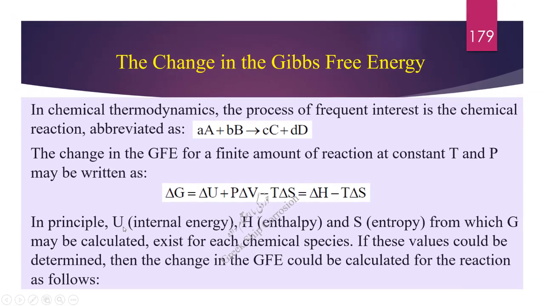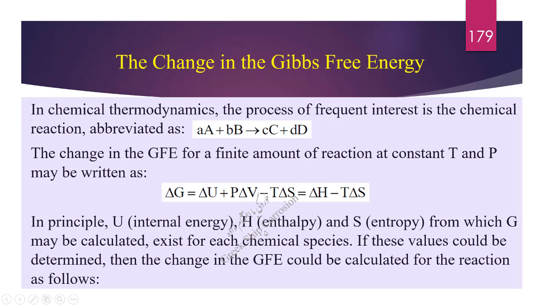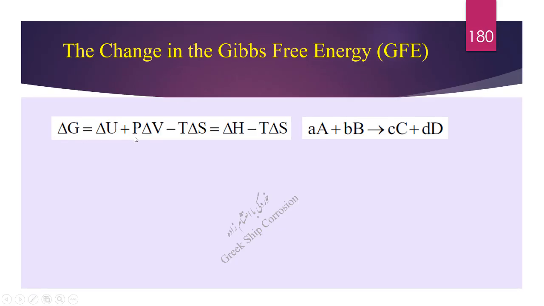In principle, U internal energy, H enthalpy, and S entropy, from which G may be calculated, exist for each chemical species. Also, P is the pressure and V is the volume. If these values could be determined, then the change in the Gibbs free energy could be calculated for the reaction as follows. Delta G is equal to delta U plus P times delta V minus T times delta S is equal to delta H minus T times delta S.